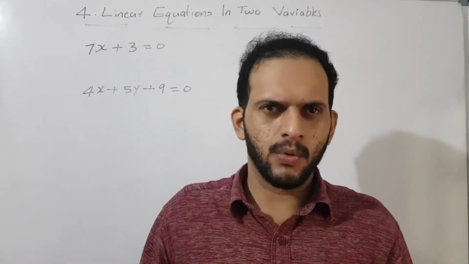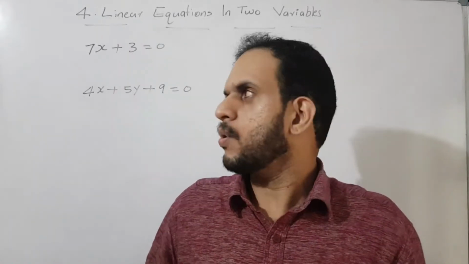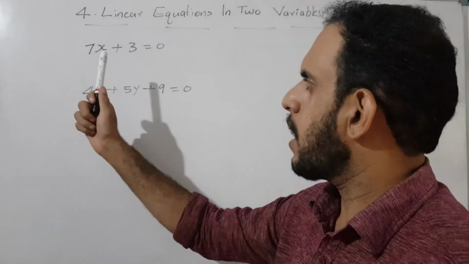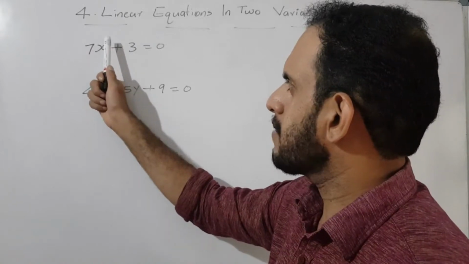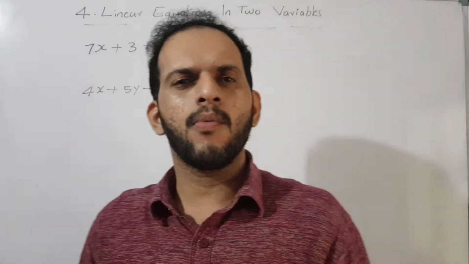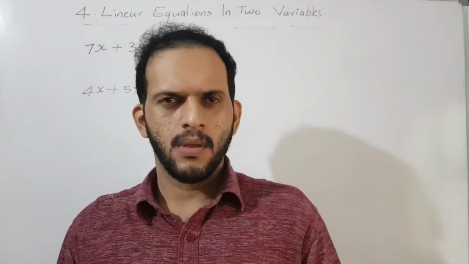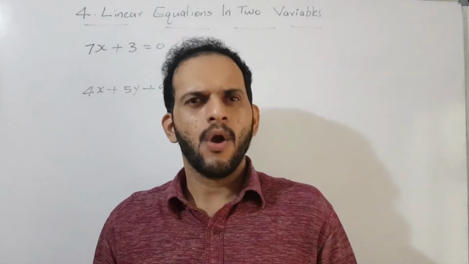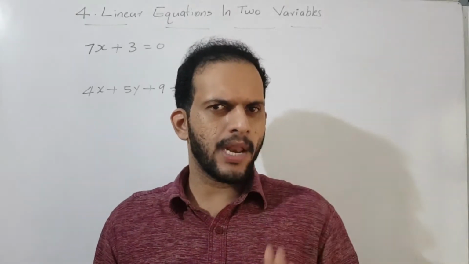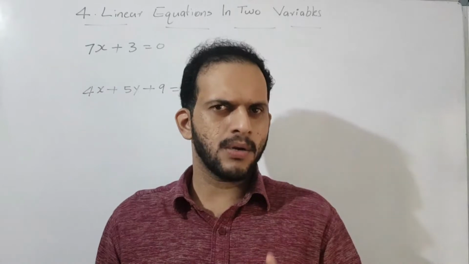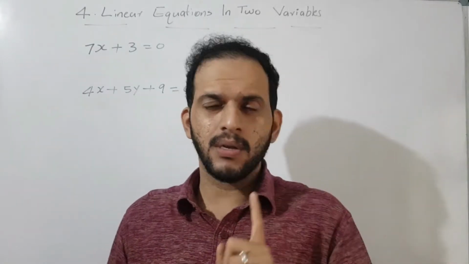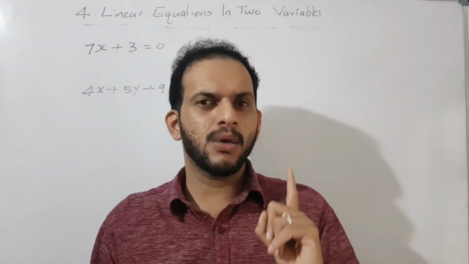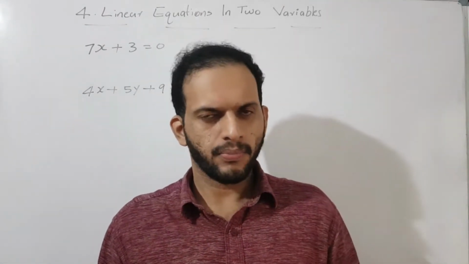Last year we studied that one. Clear? So, as an example, 7x plus 3 is equal to 0. What is the variable we use here? We use the variable x, and the power of x is 1. We use only one variable, and that variable's power is 1. So it is a linear equation. It has the equality and is equal to 0. So it is a linear equation in one variable.